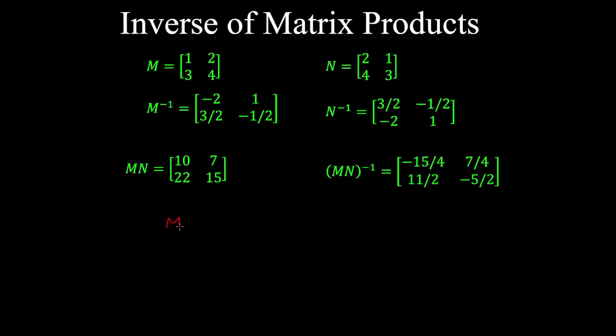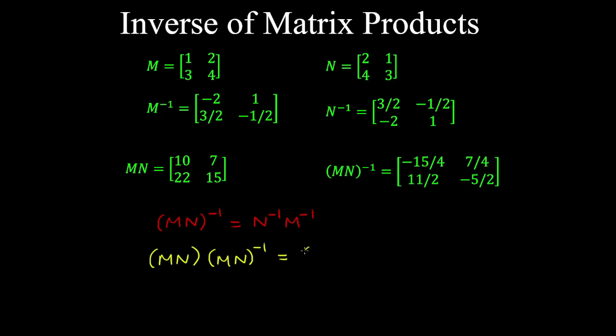If we take the product of two matrices, M and N, and take their inverse, that should be the same as taking the inverse of N and multiplying it by the inverse of M. So if you want to show this, we can multiply the matrix that results from the product between M and N, and then multiplying this by the inverse should give the identity matrix.